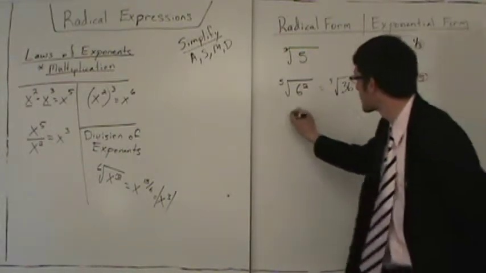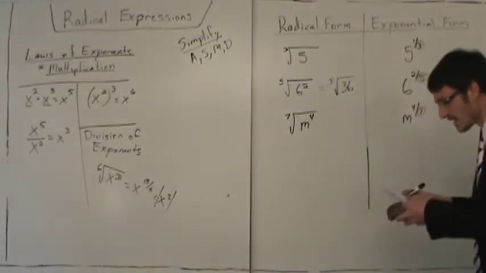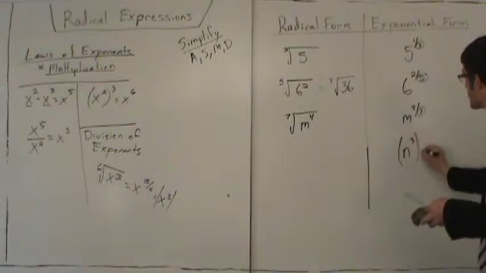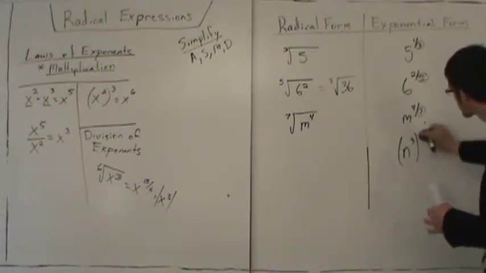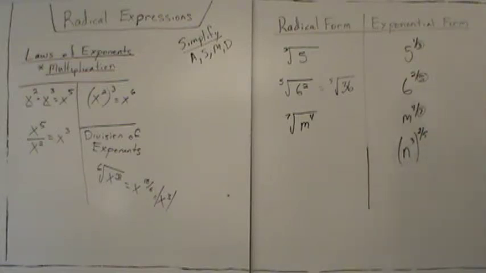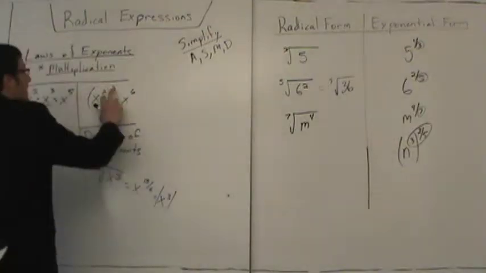So this is the 7th root of m to the 4th. Now, lastly, we have number 4, n cubed to the 2/5 power. Notice in this case, we're going to have to use a law of exponents here. So we look at, what do we do with our exponents when we have power of power? So notice we have power of power here.